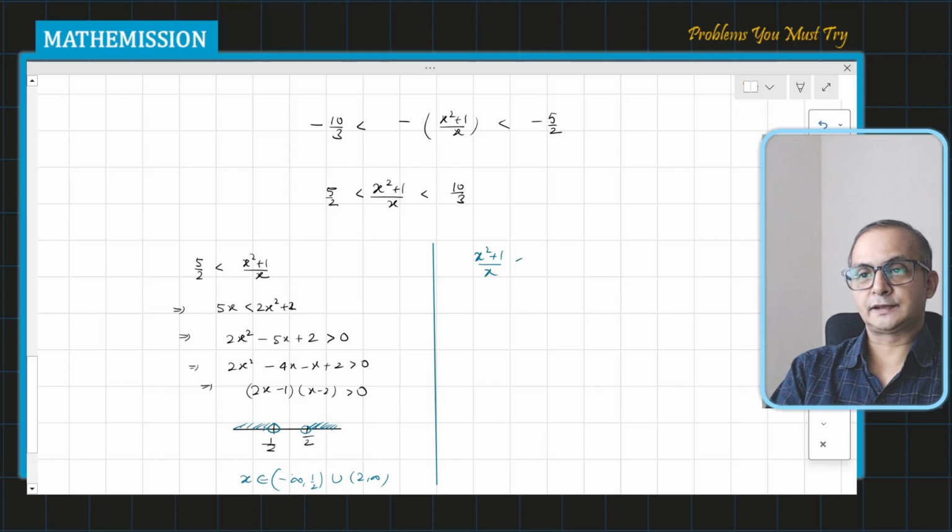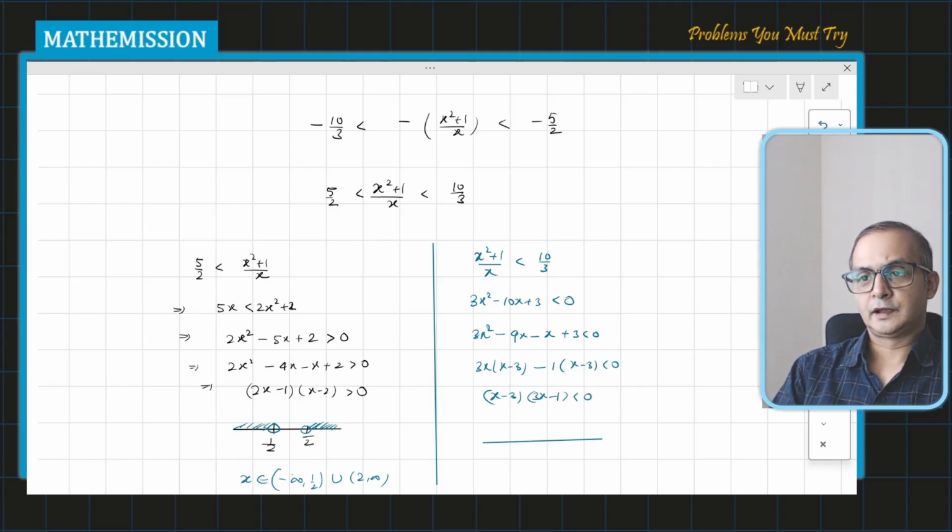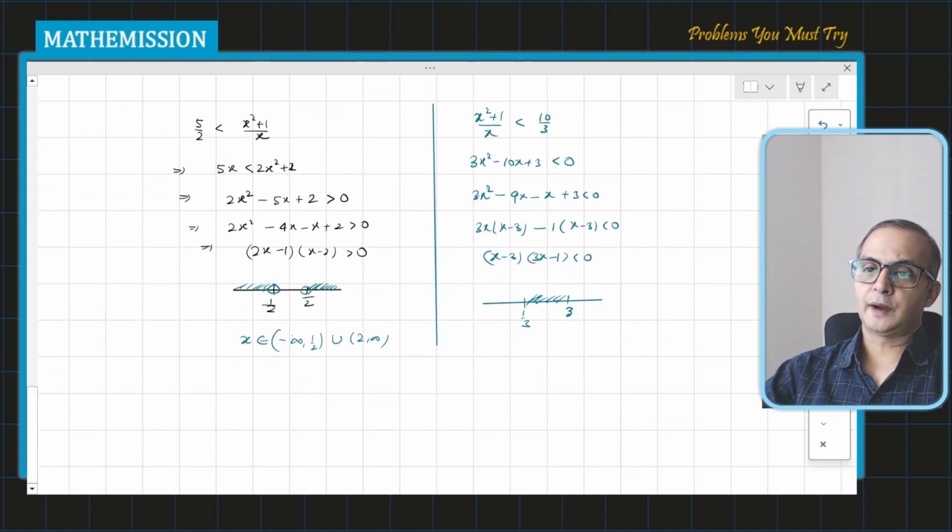X squared plus 1 by x lesser than 10 by 3, and that'll give you 3x squared minus 10x plus 3 lesser than 0. So 3x squared, let's factor it, minus 9x minus x plus 3 is less than 0, and that gives 3x common, so x minus 3, minus 1 common, so x minus 3, less than 0. So we get (x minus 3)(3x minus 1) lesser than 0. Since this is less than 0, x should lie between 1 by 3 and 3.